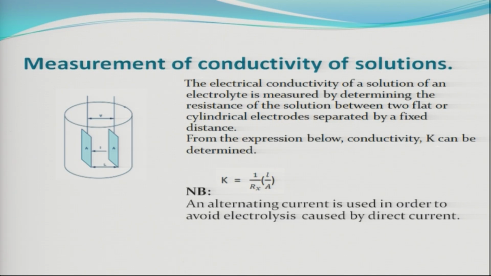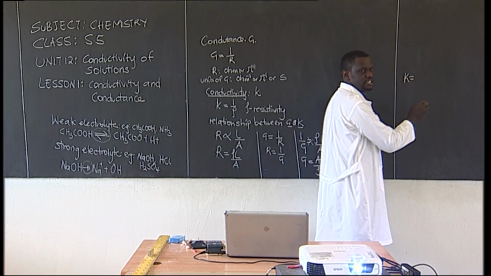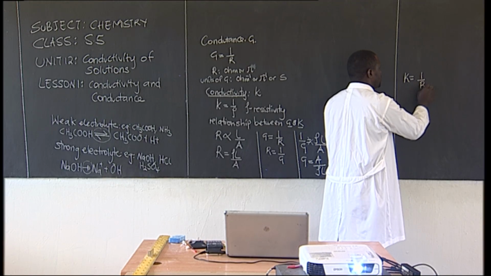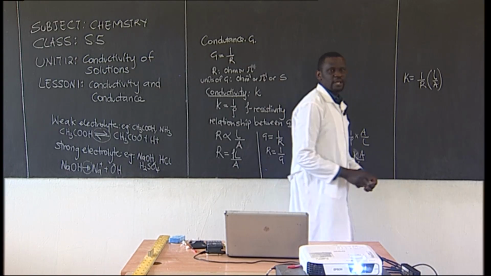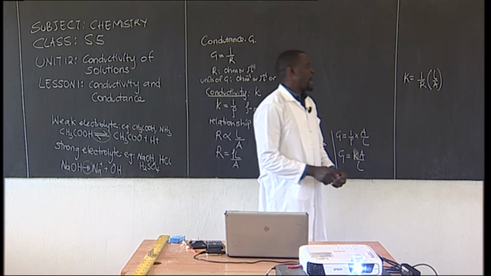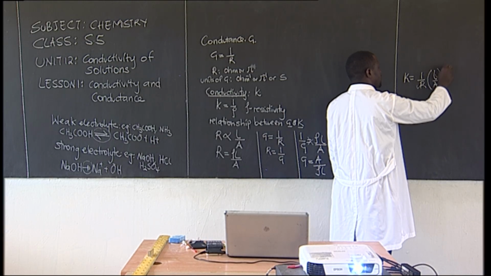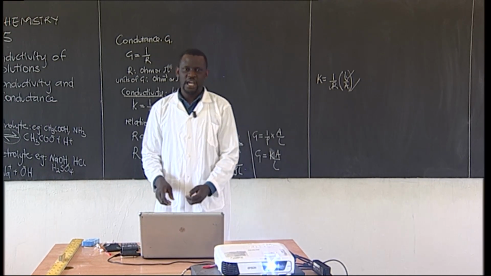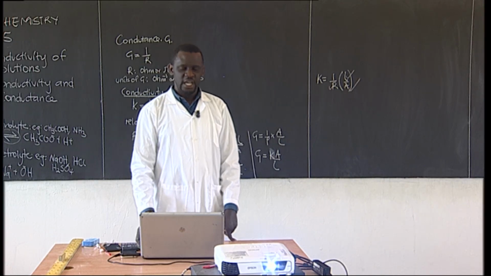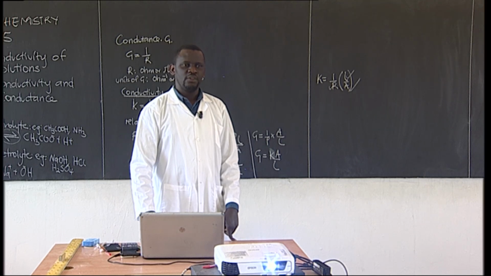So from our expression, K is equal to 1 over R, that is L over A, we can get our conductivity. So we have R, we can use Ohm's law, we have the distance between the electrodes, and we also have the cross-sectional area. NB is good, we use alternating current to avoid what? Electrolysis.